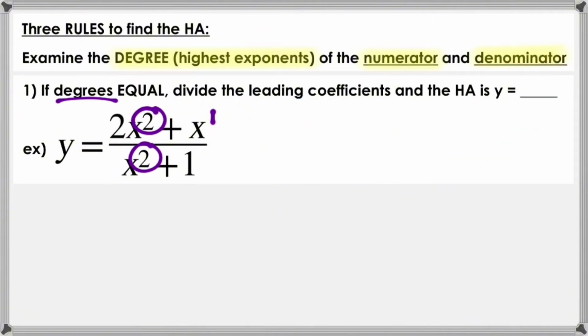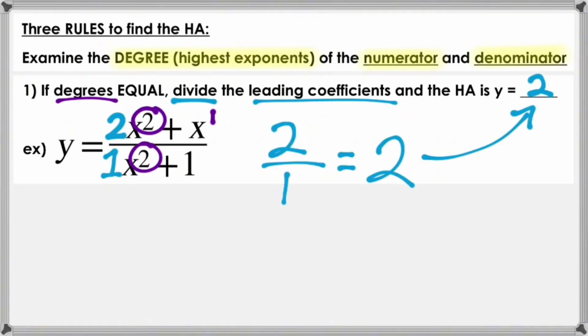There'll be some practice problems at the end to review this skill, but that is the basic idea. Once again, the first of the 3 horizontal asymptote rules is that you will examine the degrees. If the degrees are equal, you will just divide the leading coefficients of both the numerator and denominator, and that answer, in this case 2, is going to be your horizontal asymptote at y equals 2.